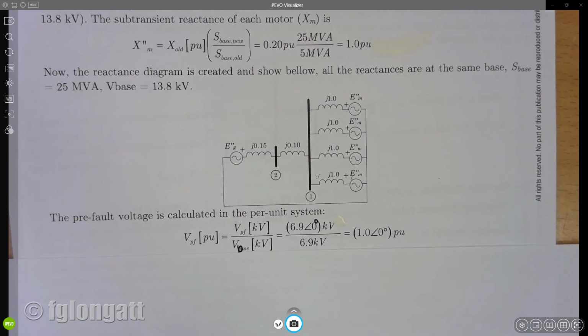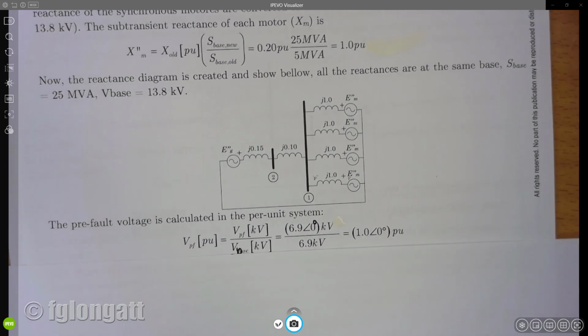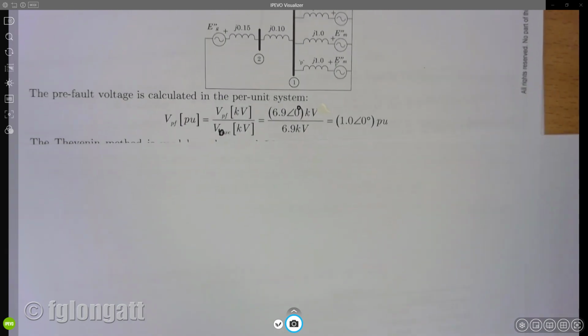What is the next step? Okay, the next step is very simple because we can use the Thevenin method to calculate the short circuit current. And let's do that, okay? Let's do that.